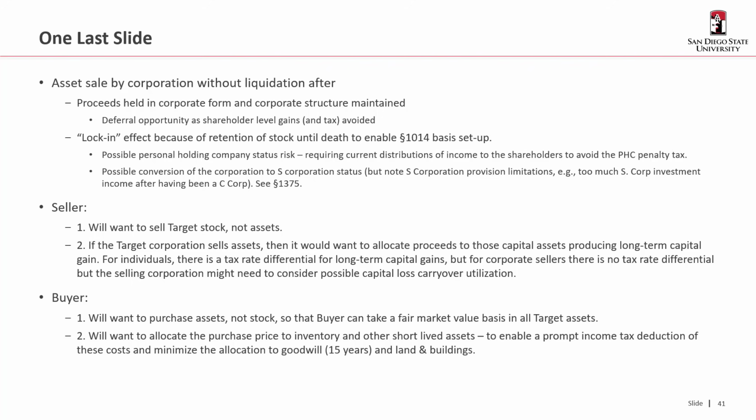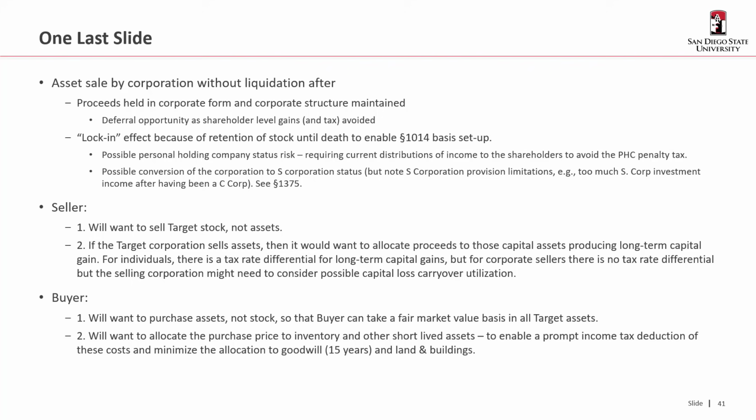So the first thing is you could trigger personal holding company status, which is if you have a corporation and it really is only holding passive investments, you're going to get whacked with a personal holding company penalty tax. And that was back in Chapter 3, I think. We talked about that a little bit. And the other thing is you could try to convert the corporation to S-Corp status. But you can get into trouble if the S corporation has too much investment income after having been a C corp. And we're not going to really get into that, but that basically shuts down that planning opportunity.